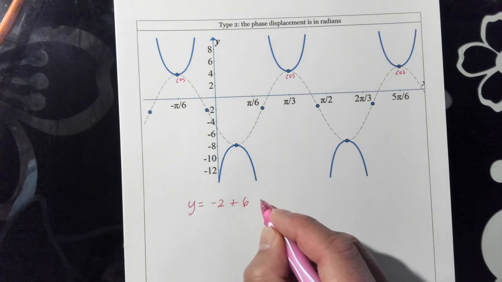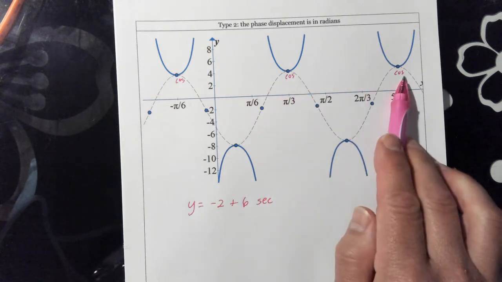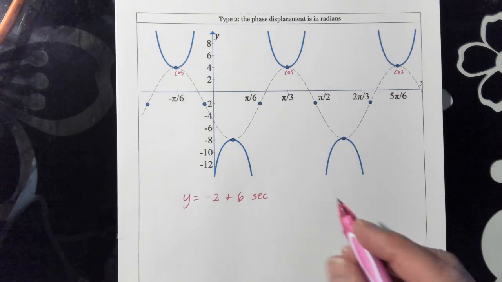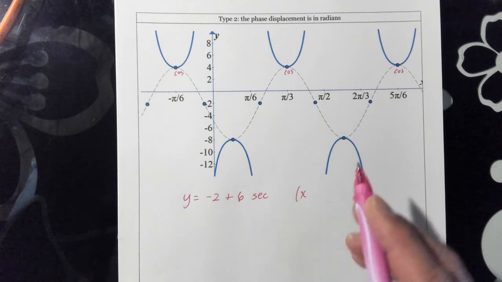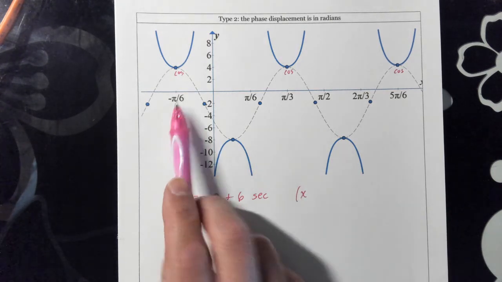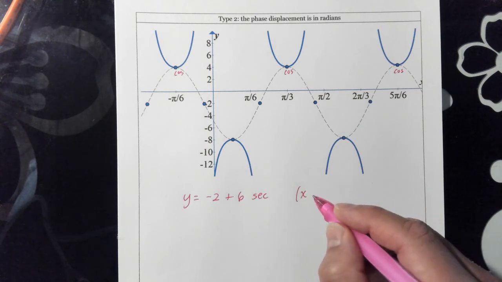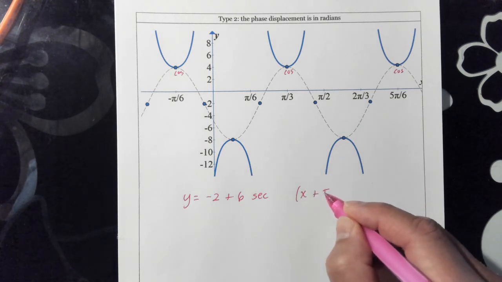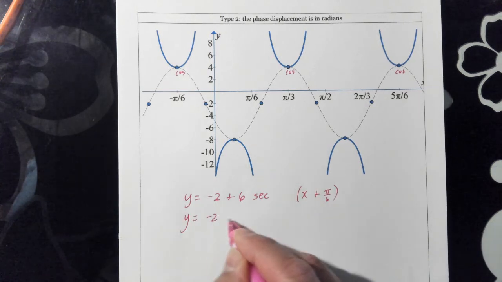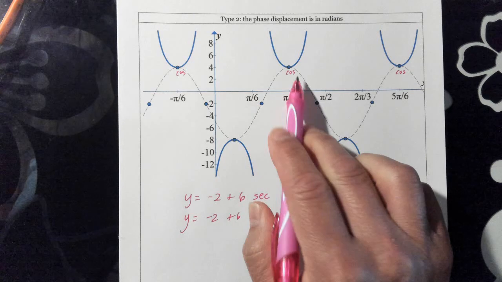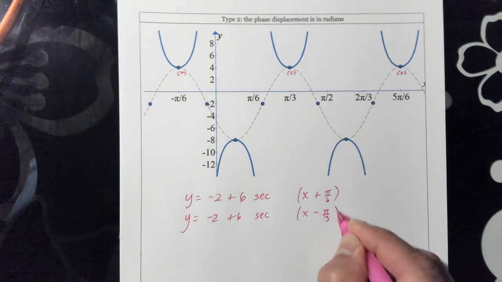Cosine. So we're doing secant. Yeah. For these are secant. I'm going to leave this blank because I don't know. I do know phase displacement. We go plus pi 6. Secant. Next one. X minus pi thirds.